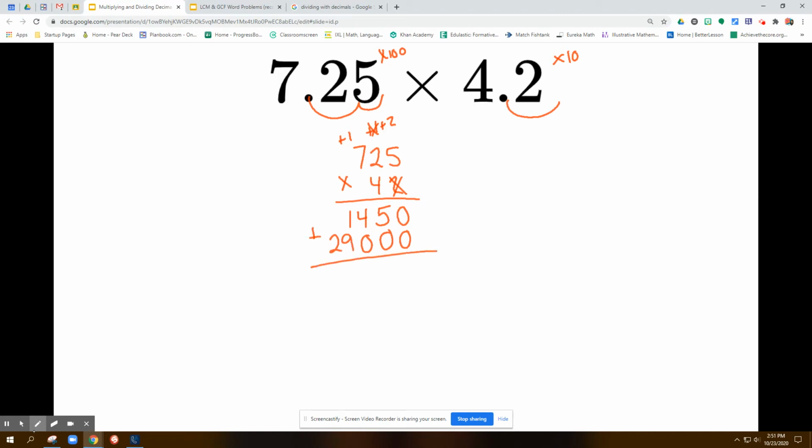Make sure to add up your partial products, so I get a total of 30,450, but I have to go back and put my decimal where it belongs. So I need to go back 1, 2, 3 total spaces. So my answer was 30.450, or you could also just say 30.45.